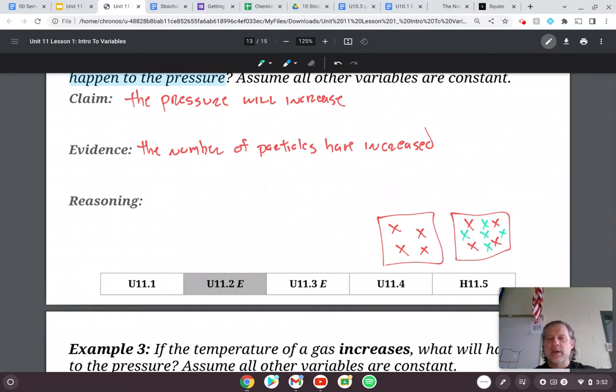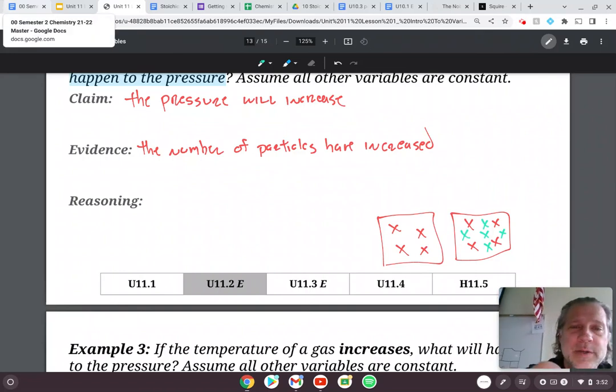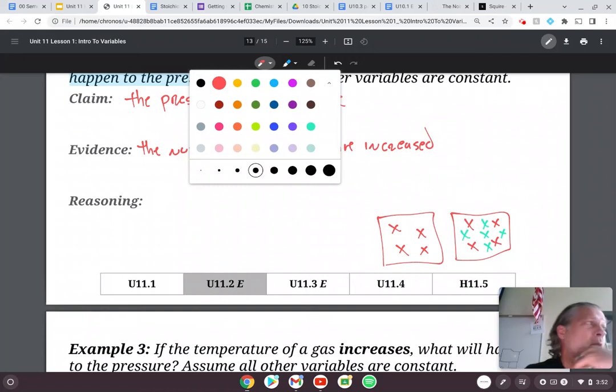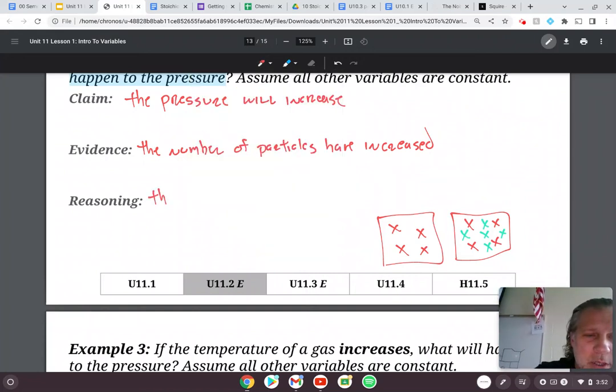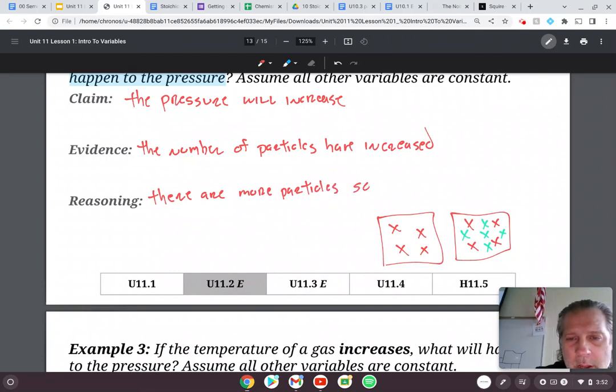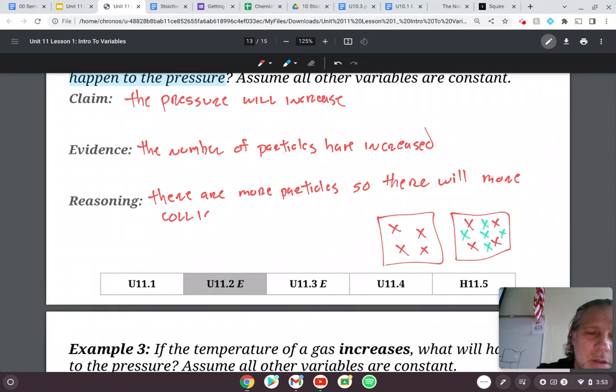Those particles will increase. Because those particles have increased, those particles have more opportunity to collide with the container walls than the first 4. So the way that we would identify that or talk about that is we would simply say that when there are more particles, there will be more collisions with the container wall.